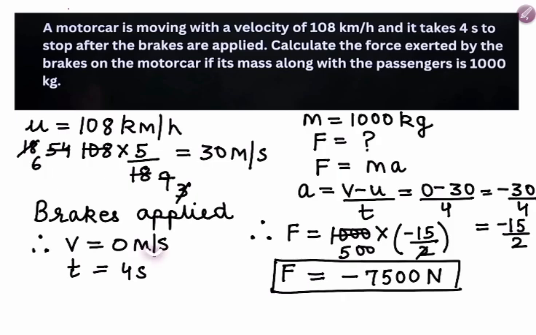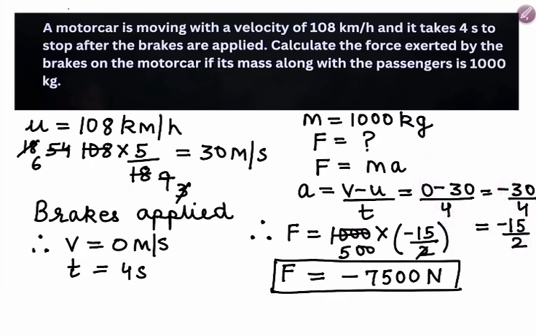That is v is 0. I have done it over here. Now u is what? I have taken it out as 30. So I have written 30, and time is 4. So I have written 4. Now, after putting in all the values, it has come out to be minus 15 upon 2.